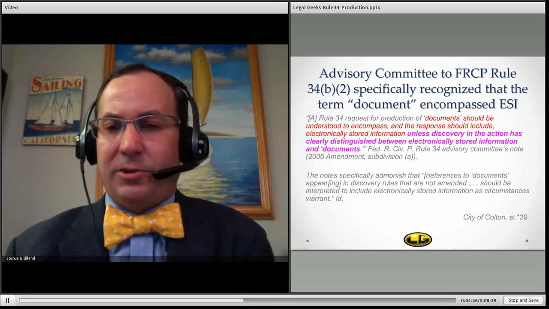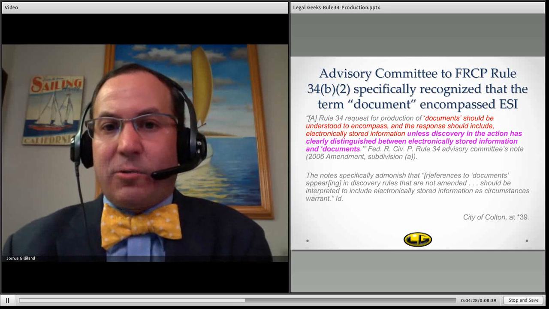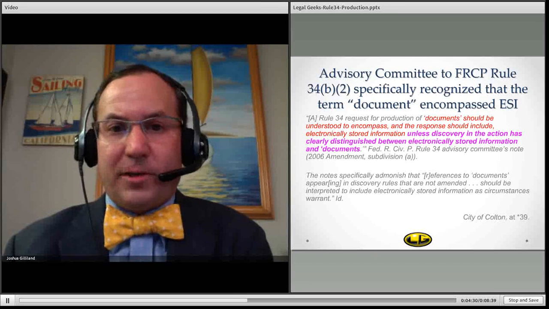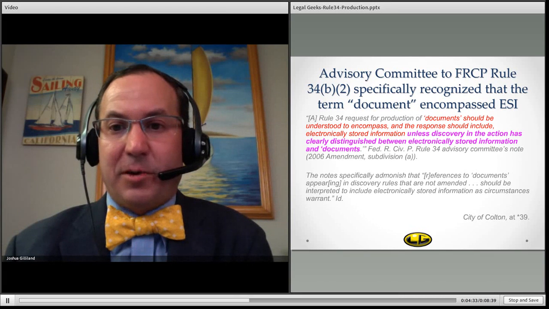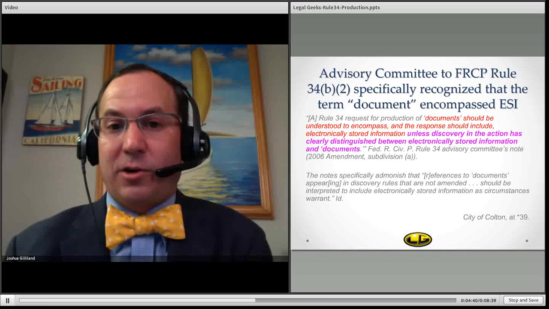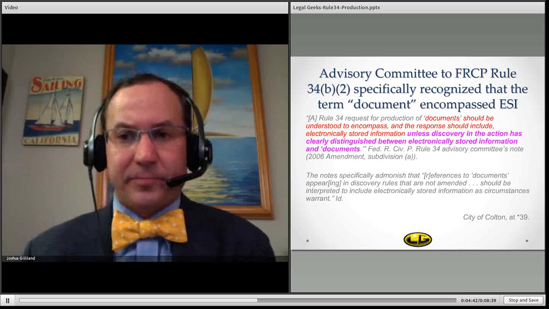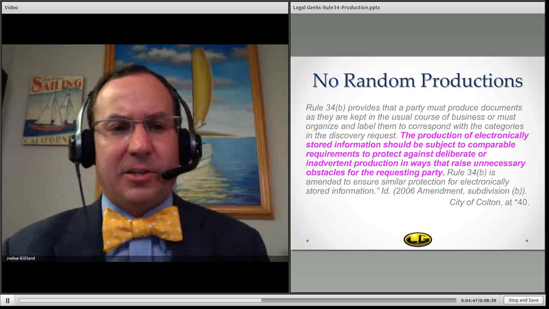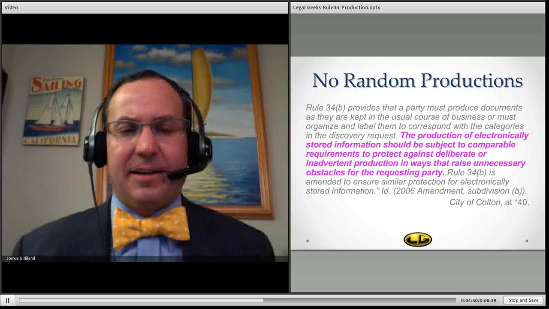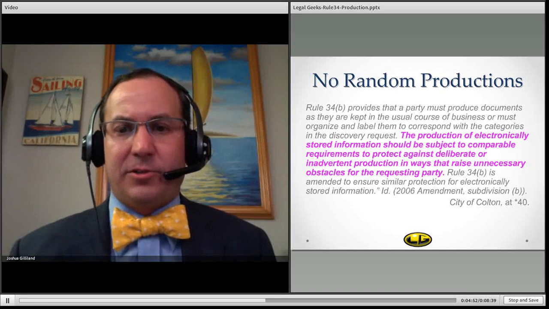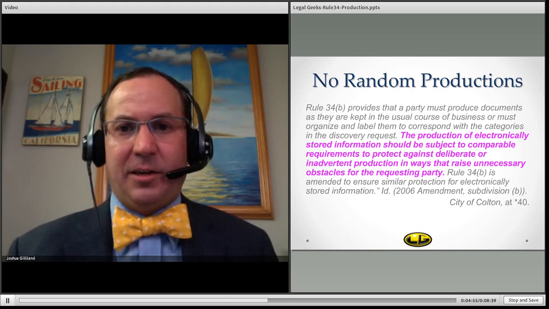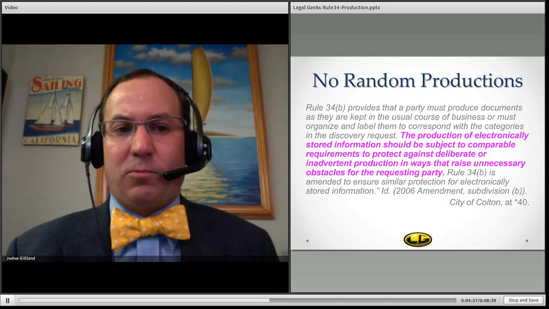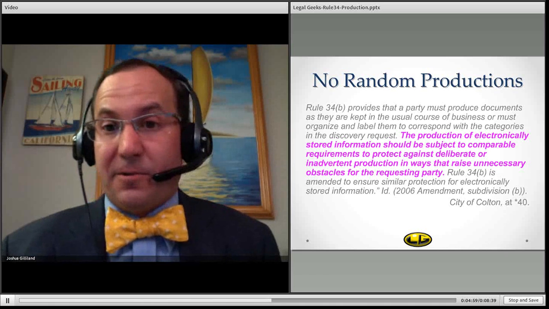And also, just to read the quote directly, Rule 34, request for production of documents should be understood to encompass, and the response should include, electronically stored information, unless discovery in the action has clearly distinguished between electronically stored information and documents. So that's step one in the analysis. The next step is the court looked at what had happened and said, you can't have random productions that don't make any logical sense. And this is what Rule 34B is supposed to prohibit in the first place.